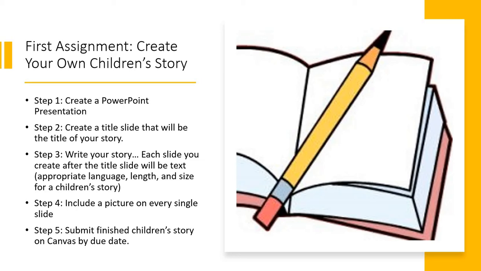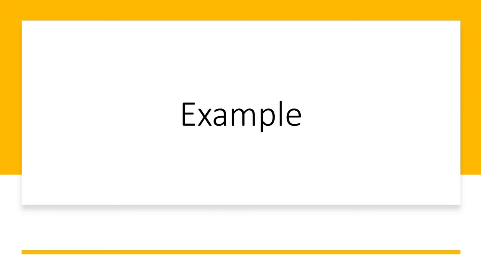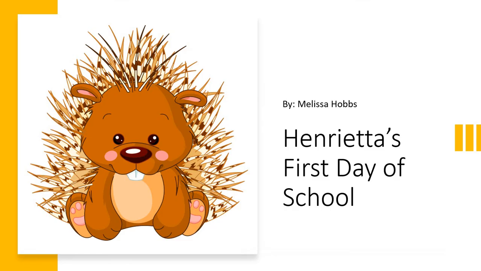I did an example for you guys, so we're going to go through that. Okay, so here's the example that I did. I wrote this in a total of 20 minutes, so don't judge it very much, please. But it's called Henrietta's First Day of School. So this is my title page. This is what you would do, and I wrote by Melissa Hobbs. You would title your story and put a picture on your title page, and then write by your name.